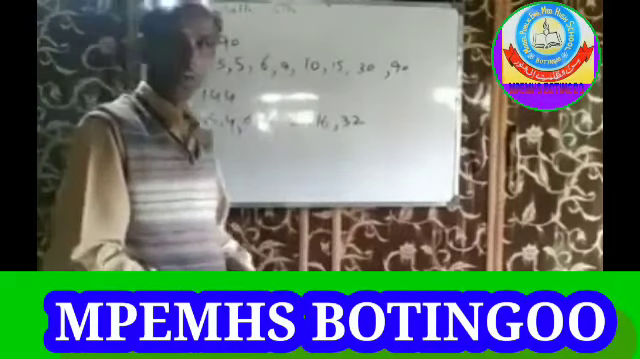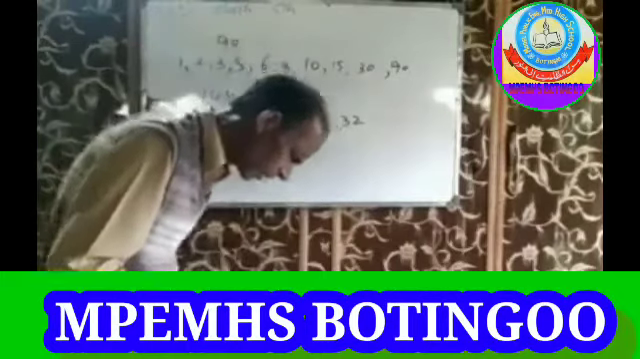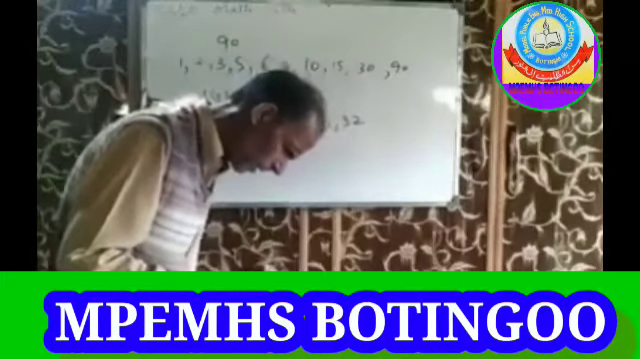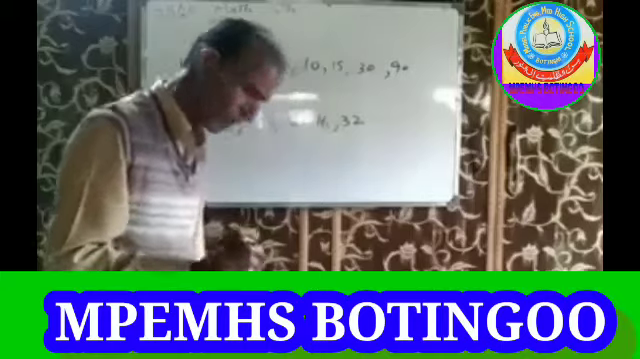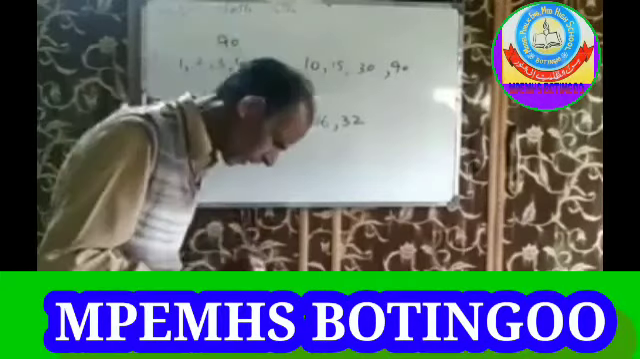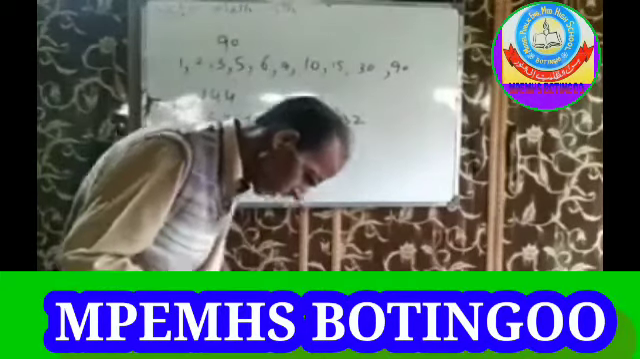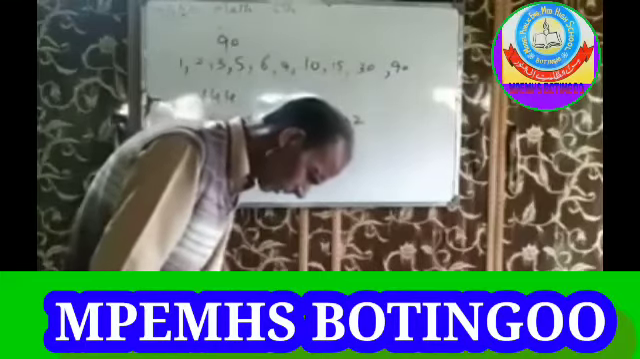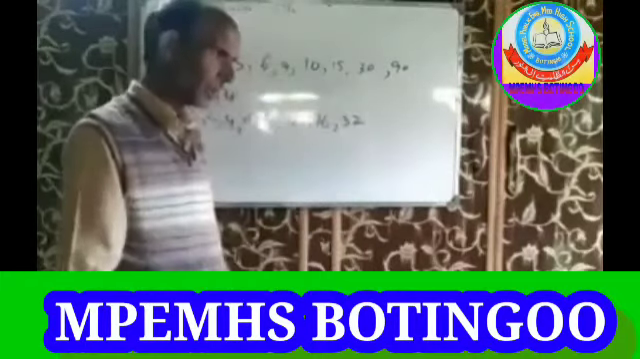So we have also proved that 1 is a factor of every number. Every non-zero number is a factor of itself. The smallest factor of a number is 1. The largest factor of a number is the number itself.